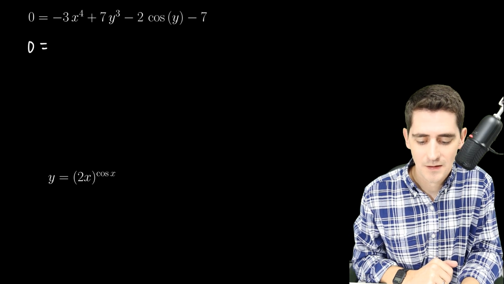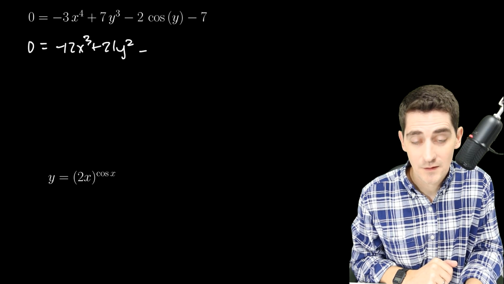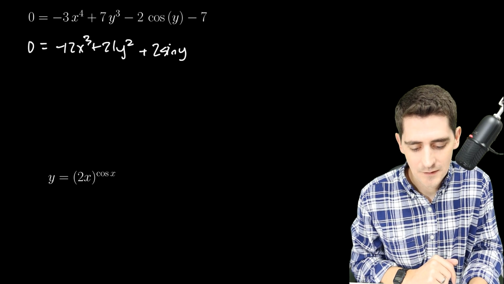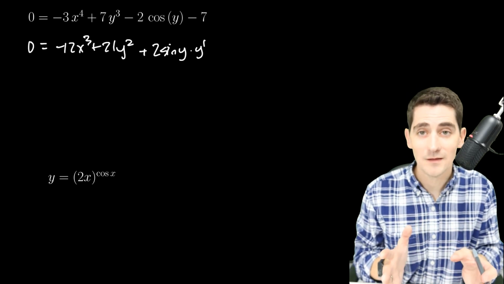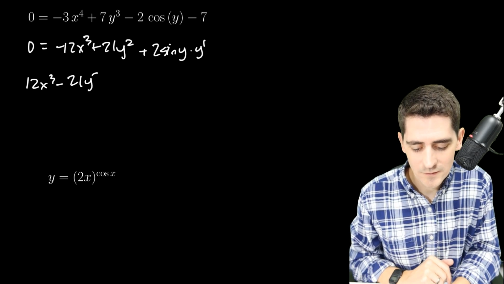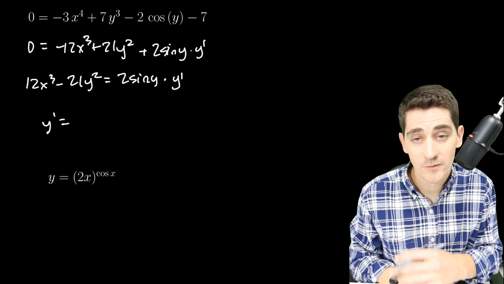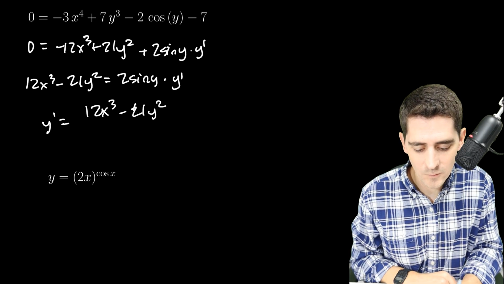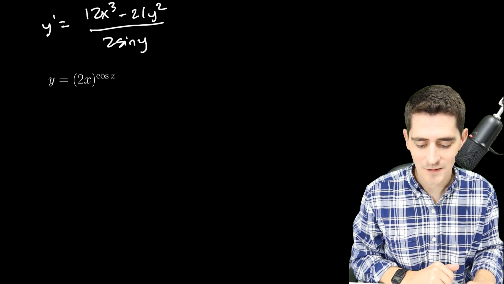We get 0 equals negative 12x cubed plus 21y squared minus 2 negative sign, so it's going to be plus 2 sine y times y prime. The derivative of 7 is 0. Same rules, get everything with y prime by itself. So I'm going to have 12x cubed minus 21y squared equals 2 sine y times y prime. And then my y prime, I can just divide both sides of the equation by 2 sine y. I get 12x cubed minus 21y squared all over 2 sine y. Awesome.